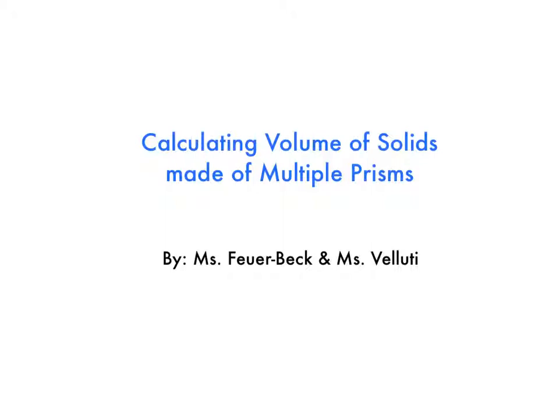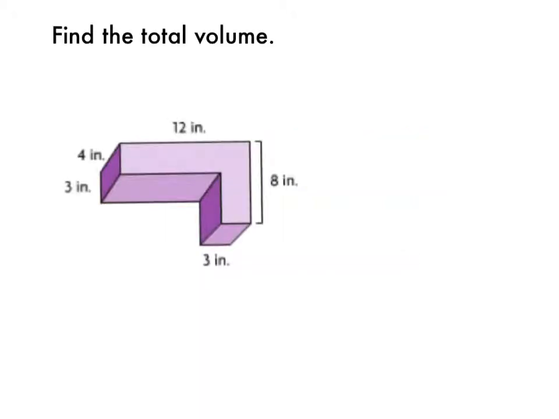Today you'll be learning how to calculate the volume of solids made of multiple prisms. For example, we need to find the total volume of this shape. And one thing that you can notice is that there are actually two separate prisms attached together here. There's one prism going this way and one prism going this way. I'll show you by highlighting it right now.